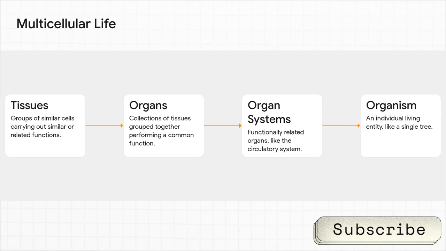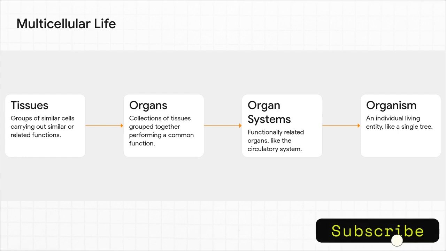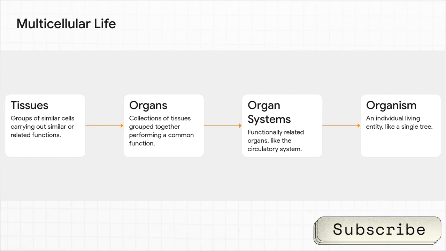In complex beings like us, those cells team up to form tissues. Tissues work together to make organs, like your heart or your brain. Then organs form systems, like your entire nervous system. And when you put all that together, bam, you have a single individual organism.